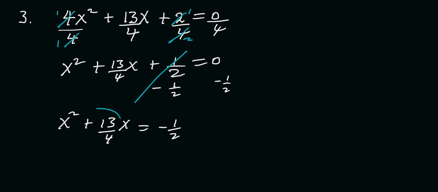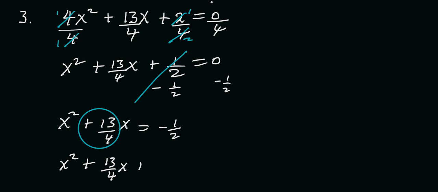plus 13 over 4. All right, so if we divide that by 2, then the answer, we are going to square that answer and add it to both sides. So that will give us x squared plus 13 over 4x. So if we divide 13 over 4 by 2, that will give us 13 over 8.